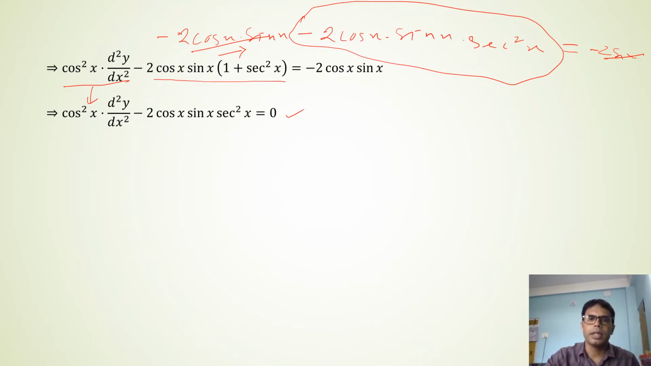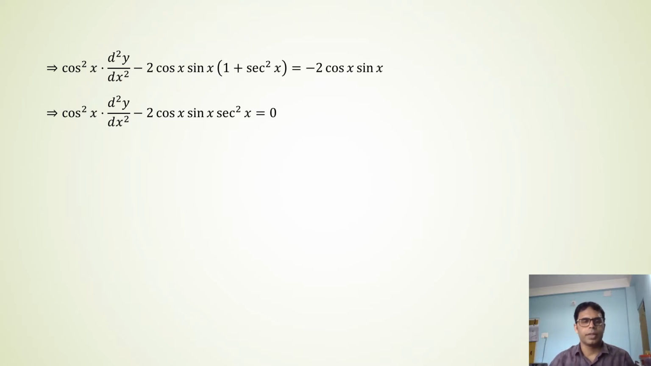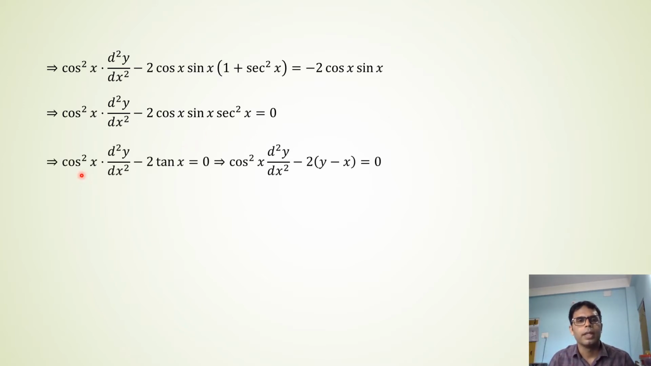And so after that, you just write sec square x. This sec square x is equal to 1 by cos square x, and that will be the answer simply. So cos square x into d2y/dx2 minus 2. What is the calculation of this term? I am writing here the calculation of this term. You just observe here, 2 cos x is already here, sin x is already there, and sec square x is only 1 by cos square x.